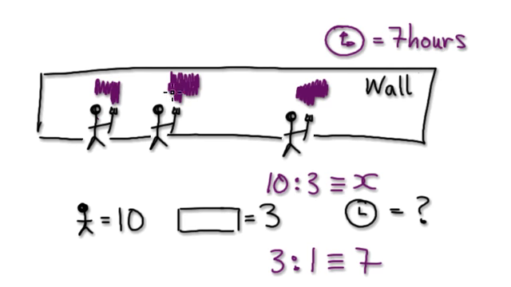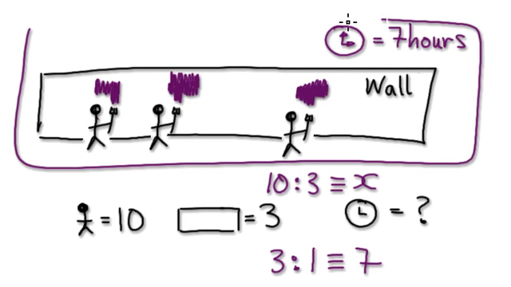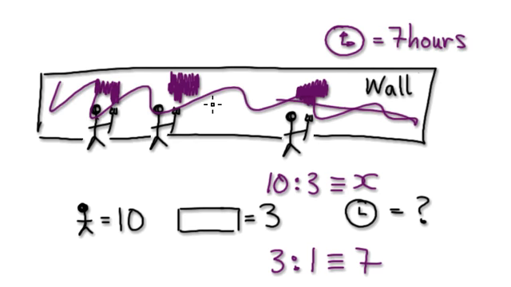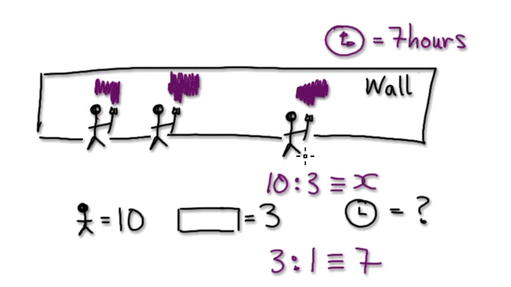Now, start by analyzing the situation. If you look at the relationship between people and time, if you add more people, then the time will decrease. And if you add more time, say if you double the amount of time, then you can double the amount of walls being painted. So try and understand the relationship between people, number of walls, and time.